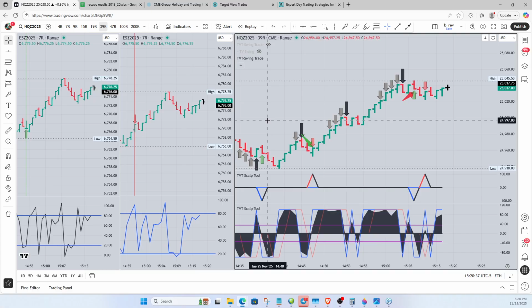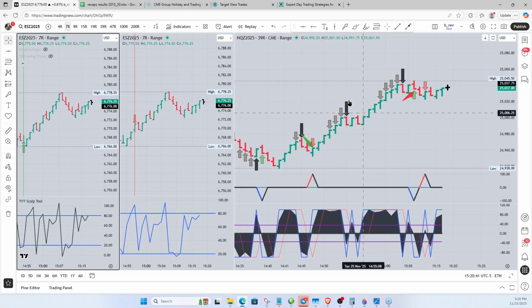So no, it's not valid. Not a valid trade to take then. If you don't have a black arrow, you don't have a trade, if you're using the swing trade stuff.